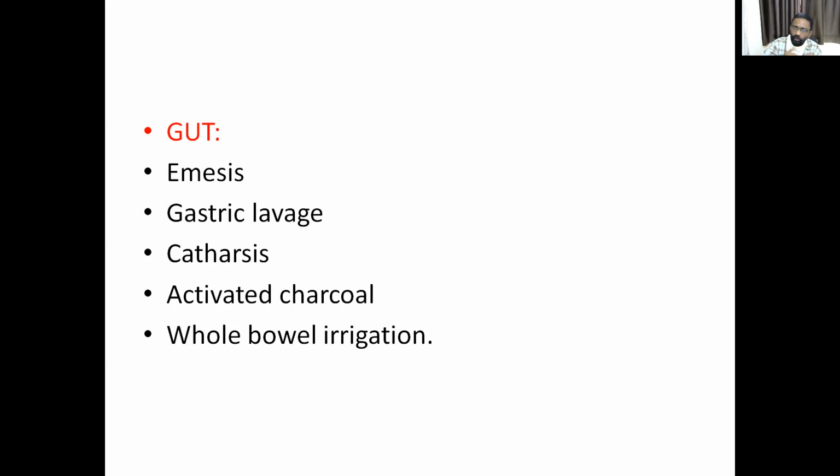The second heading is removal of the poison, by inhaled poisons, ingested poisons, injected poisons and contact poisons. Like that, in your textbook, I told you that ingested poisons are removed by emesis, gastric lavage, catharsis, activated charcoal and whole bowel irrigation.